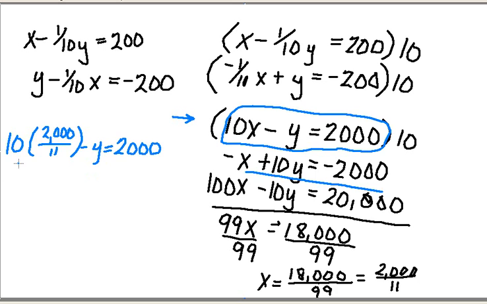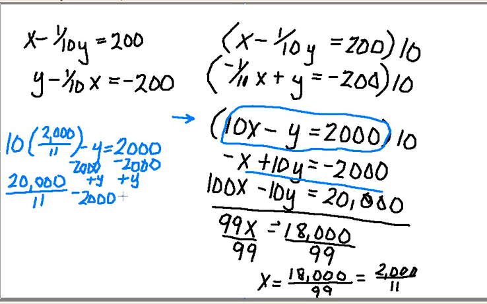And so if I do this, I'd get 20,000, because 10 times 2,000 gives me 20,000 over 11. Alright, I can add y to both sides and subtract 2,000. So I'm going to subtract 2,000 both sides, and I'm going to add y both sides. All I'm doing here is just isolating my y. So I'll get minus 2,000 is going to be equal to my y.